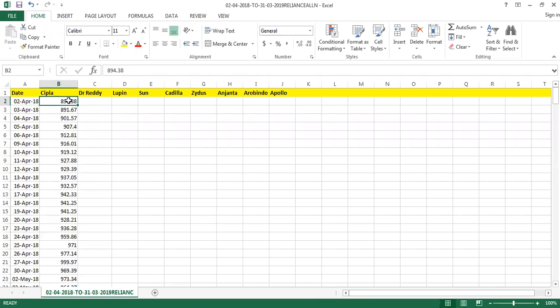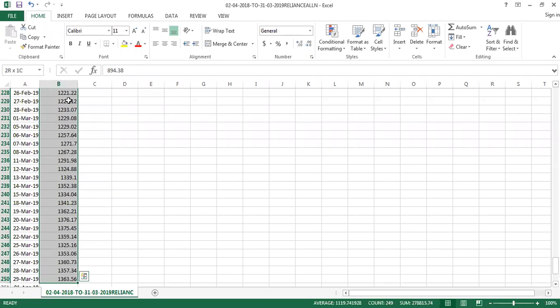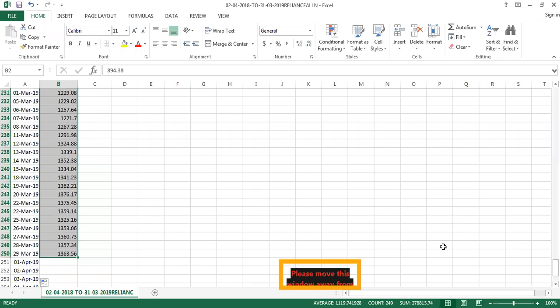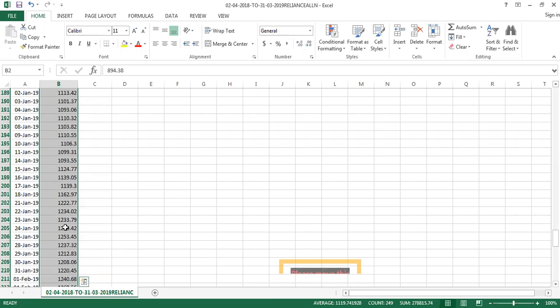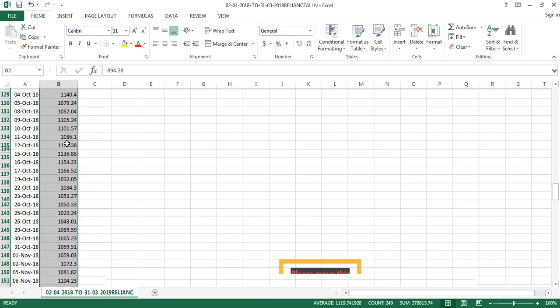I have totally 249 data points up to 31st March. Up to 29th March, I have altogether 249 data points or counts. Double of it, so you should have around 500 readings for 2 years. And based on these readings, we are going to analyze the data.